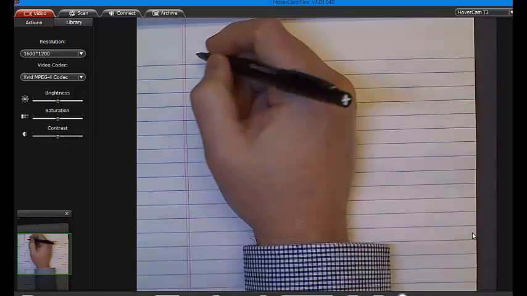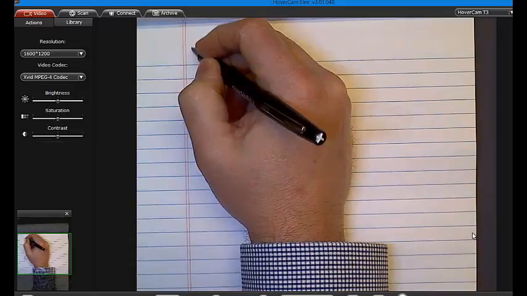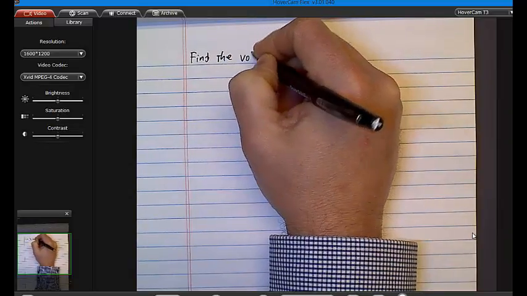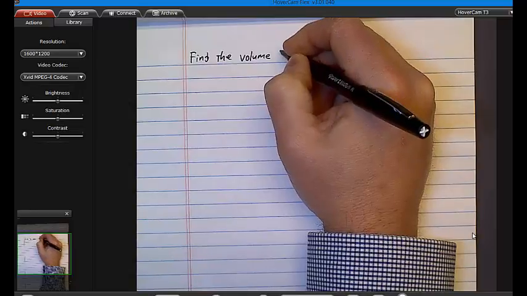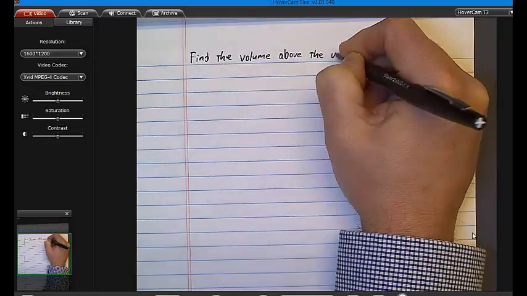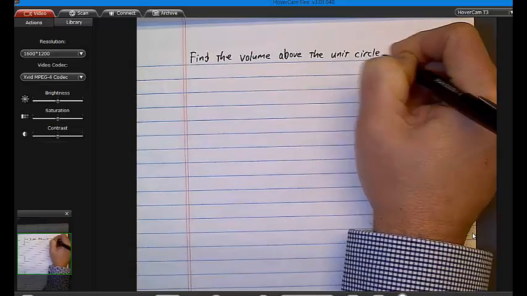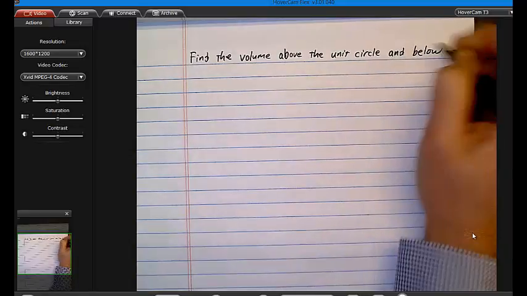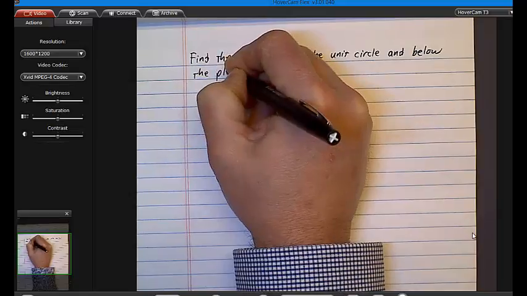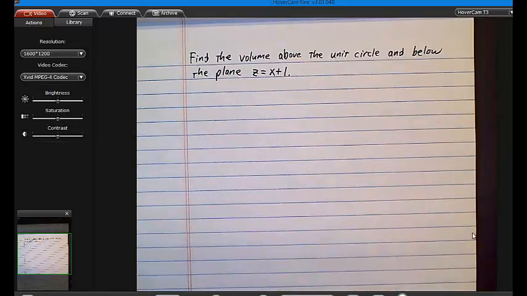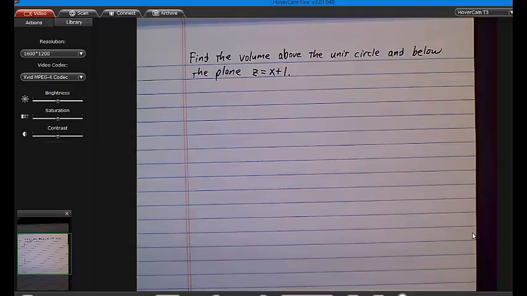So here's another problem. How about this? Let's find the volume above the unit circle and below the plane z equals x plus 1. Does that make sense? I have to think about that.